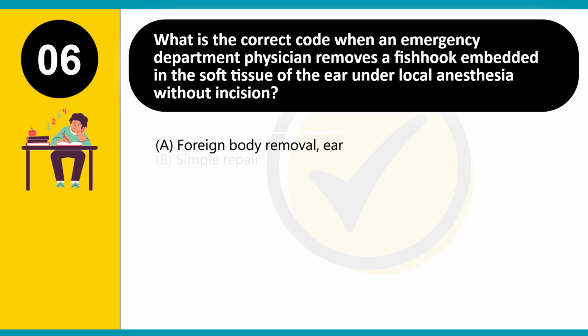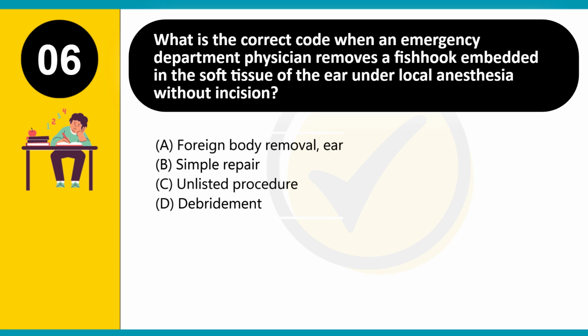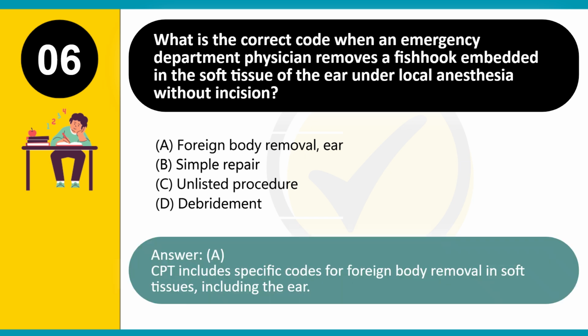What is the correct code when an emergency department physician removes a fishhook embedded in the soft tissue of the ear under local anesthesia without incision? A. Foreign body removal, ear. B. Simple repair. C. Unlisted procedure. D. Debridement. Answer, A. CPT includes specific codes for foreign body removal in soft tissues, including the ear.